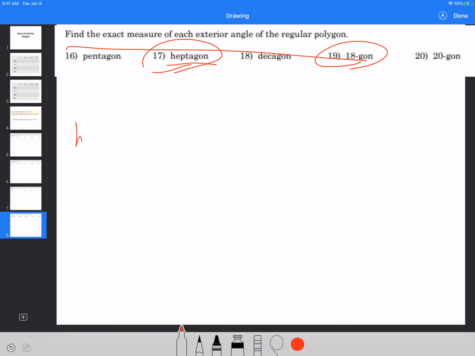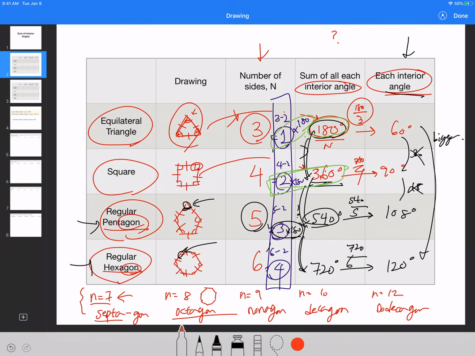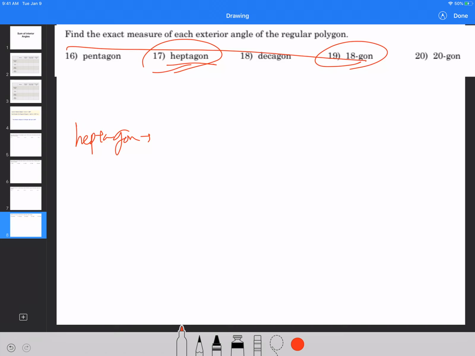Heptagon. Ooh, heptagon. I believe that's the Greek prefix for hepta. Did I make a mistake here? Oh, I see. I'm sorry. So could you guys go back to this one? And it's not septa. I'm sorry. It's hepta. For some reason, I thought it was septa. Okay, so heptagon means it's 7-sided, so n is 7.